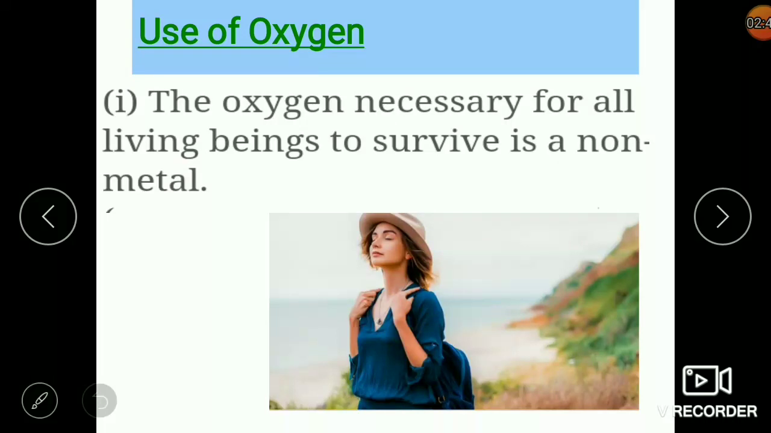First, the use of oxygen for inhaling, for breathing, for survival of life. Oxygen is an essential element. The oxygen necessary for all living beings to survive is a non-metal. For survival, we need oxygen. And what is this oxygen? This is a non-metal.